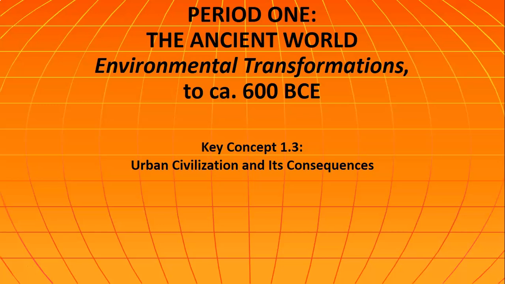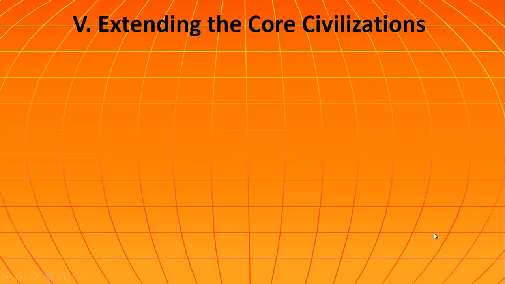Lesson 2.4 is primarily a PDF reading assignment, but I want to give you some context for this because it's really related to the key concept of urban civilization and its consequences. If you look on your outline, Roman numeral 5, extending the core civilizations, is the primary point of the assignment, but it involves migration.